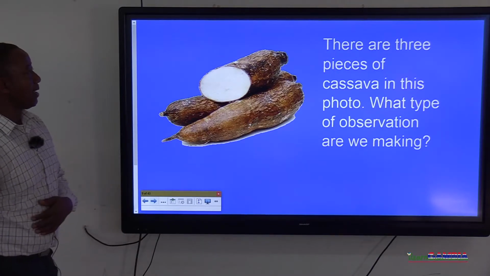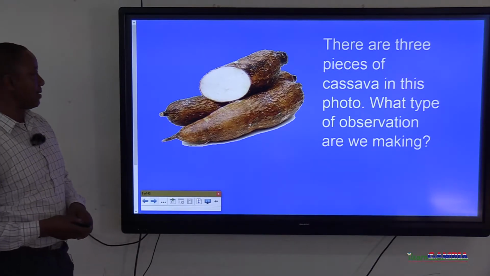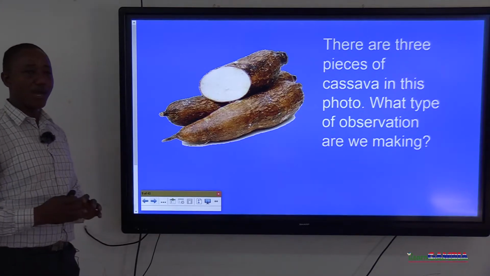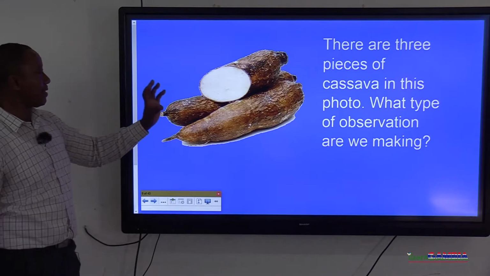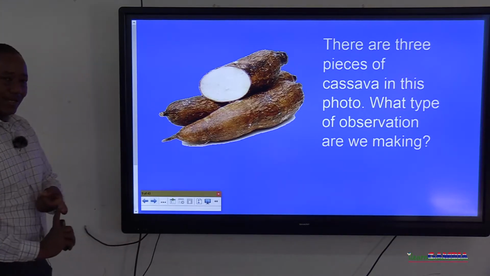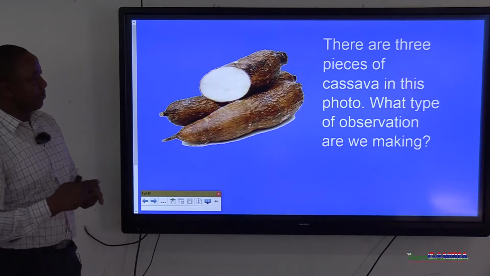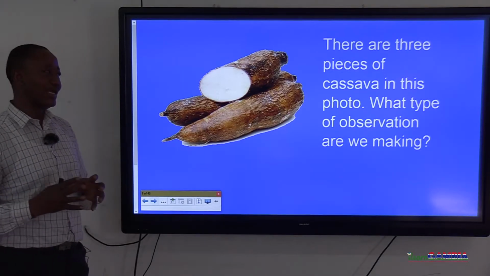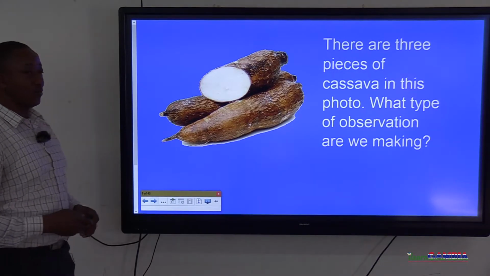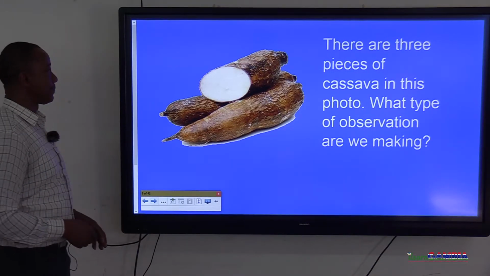Another one, there are 3 pieces of cassava in this photo. What type of observation are we making when we say there are 3 pieces of cassava? Are we making quantitative, that is something that can be counted or measured, or are we making qualitative, something we cannot count? So again, that one will leave for you to look at.